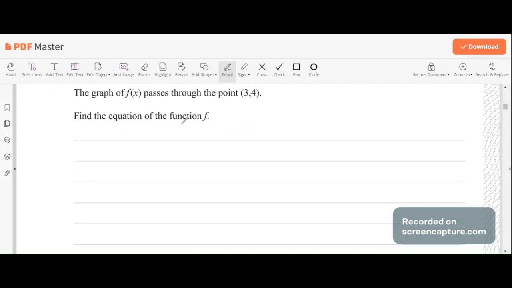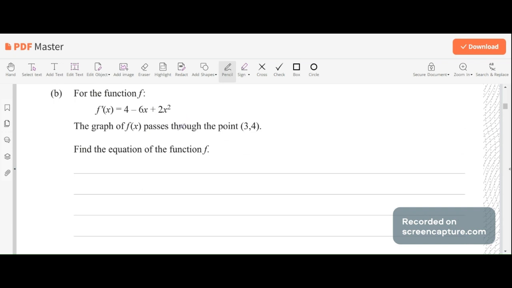Anyway, next part. For the function f, the graph of f of x passes through the point (3, 4). Find the equation of f. Okay, so we know this is our gradient function, and we know that the graph of f of x, so this integrated, is going to go through the point (3, 4). In order to integrate, you should know how to integrate, but we're essentially just going to add 1 to the x power and then divide by the power. So I'll show you.